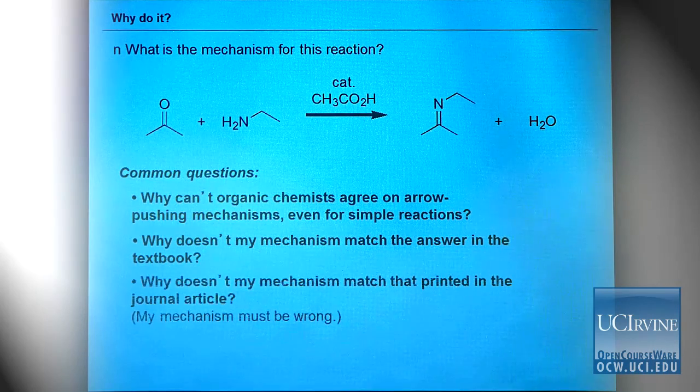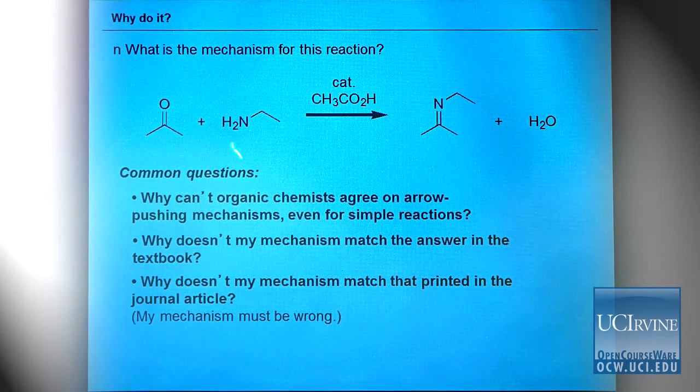And more perniciously, if you try to look in the research literature, and you write out some mechanism, and you'd like to know whether the mechanism you wrote is plausible, is correct, unfortunately, you'll find in many cases that your mechanism doesn't match that printed in the journal article. And the journal article, because it's peer-reviewed, has a level of gravitas that makes you feel like, well, my mechanism must be wrong. Whatever I see printed in the literature or in a journal article must be correct.